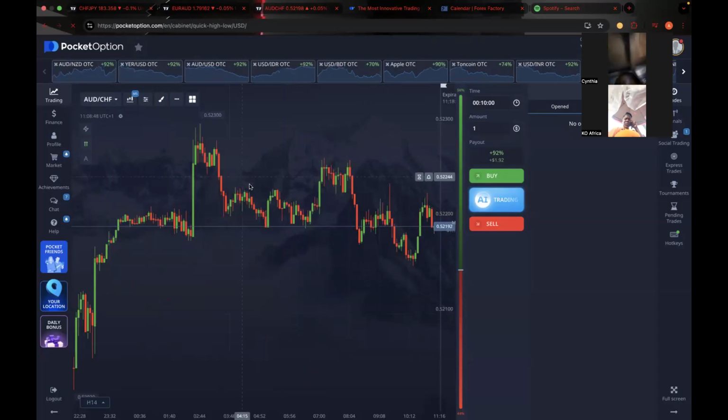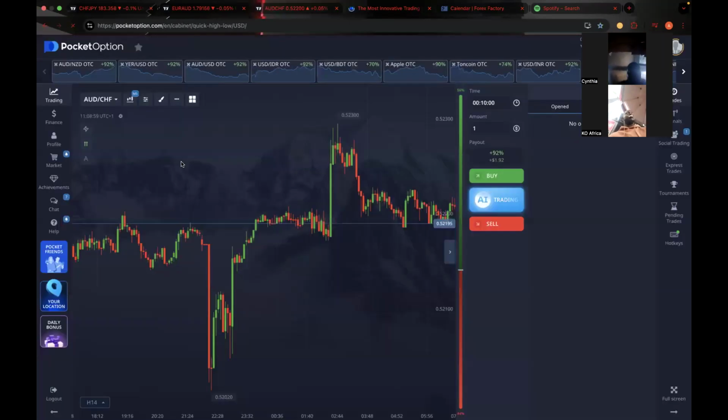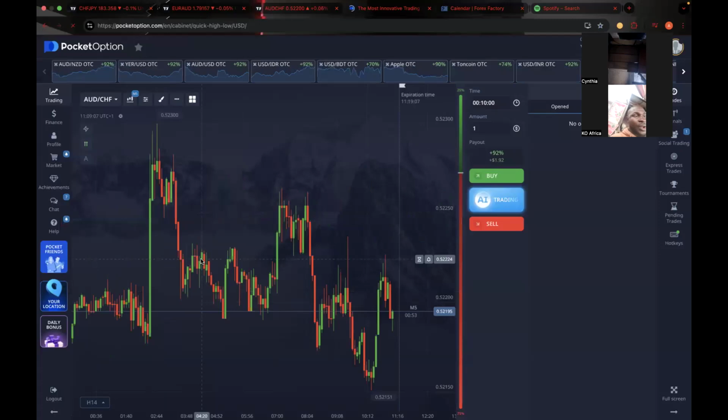So I have to mark up on Pocket Options what I marked up on TradingView. But if you look at this now, you notice that the chart on Pocket Options, you can't zoom it in, you can't make it smaller. In order to see the bigger picture, it can't go smaller than this.